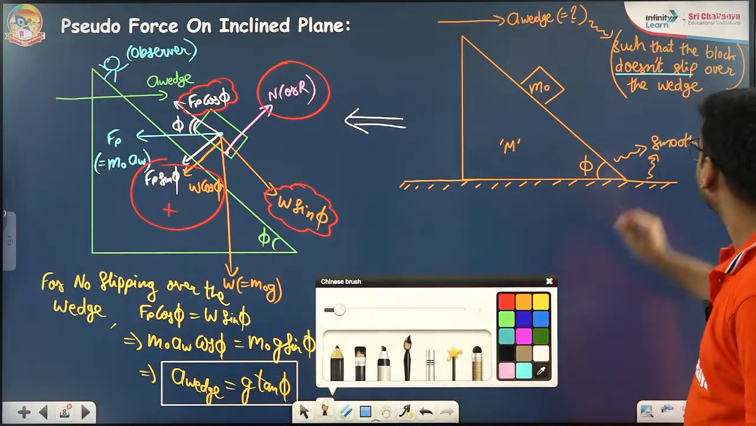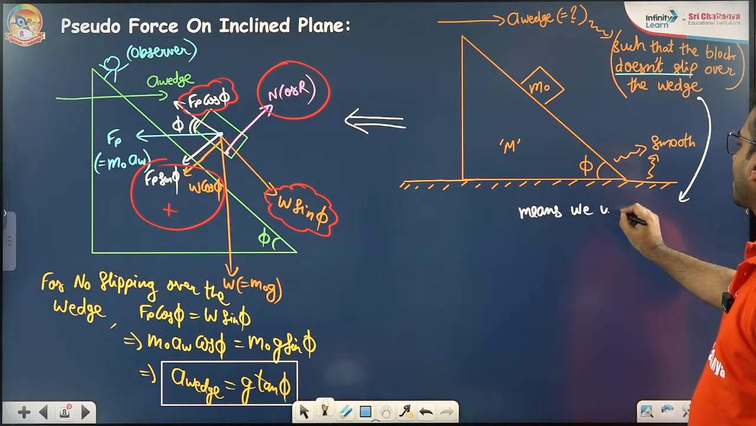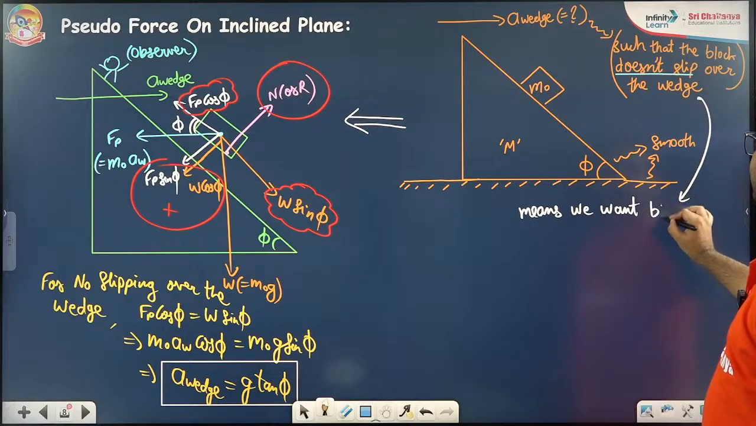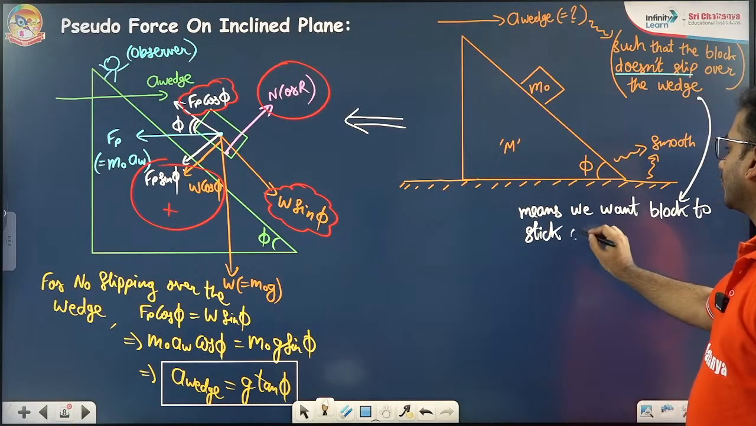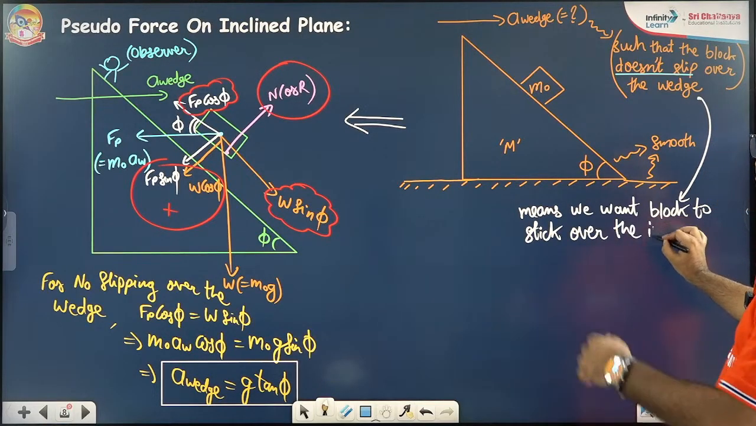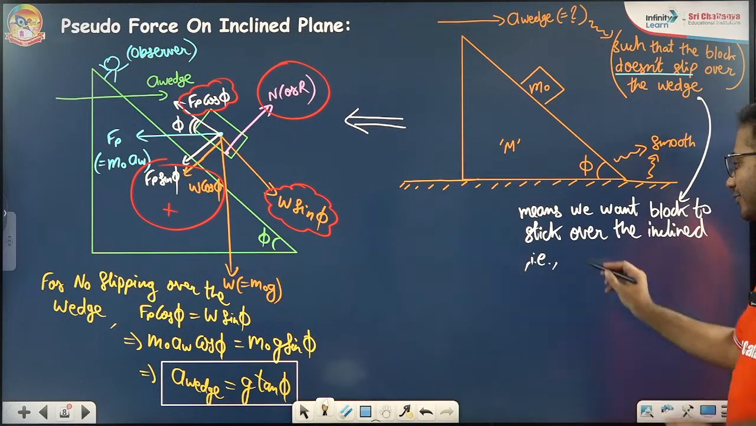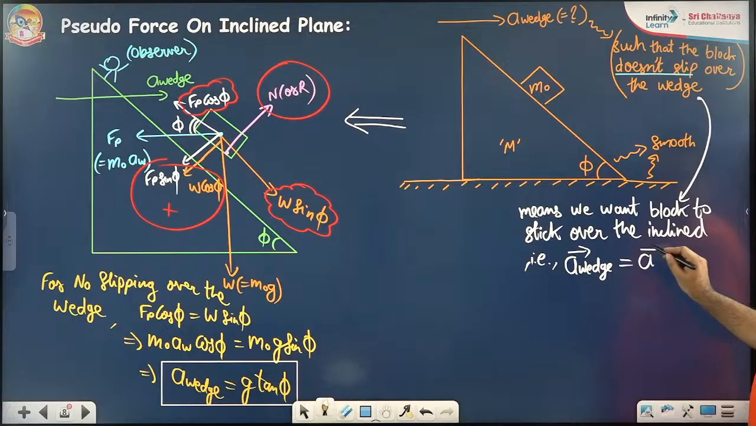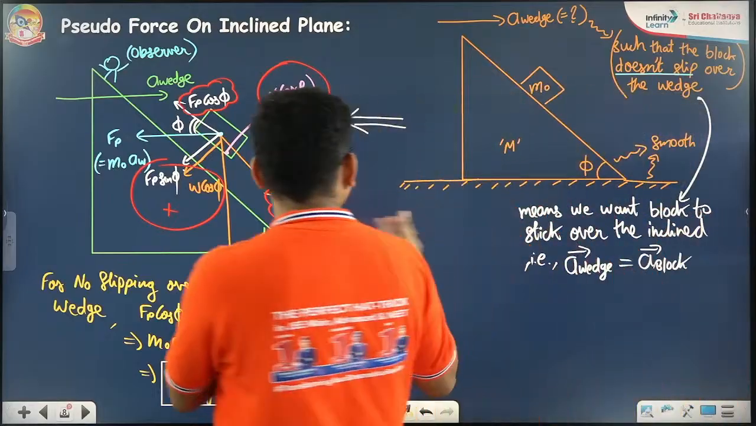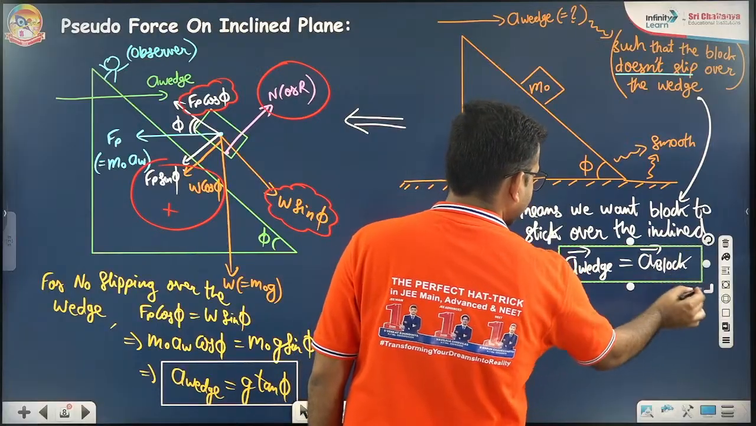if we want the block to stick over the wedge, to stick over the incline, we don't want it to slip. We want both of them to have a common acceleration. That is, the acceleration of the wedge must be equal to the acceleration of the block in the horizontal direction. And how is this useful for us?